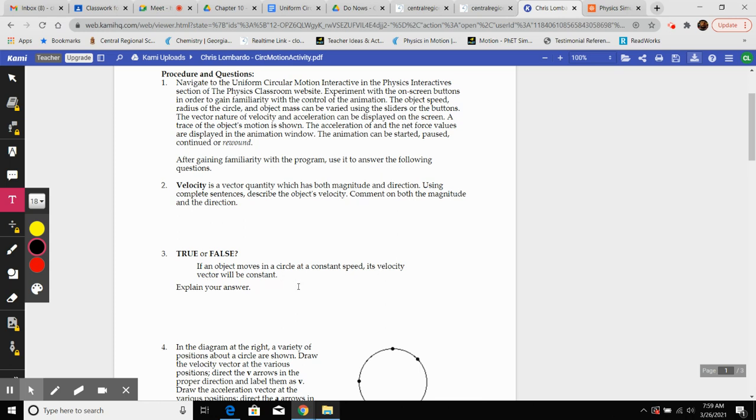Its velocity vector will be constant. False. The reason why is because the direction is constantly changing. Remember, velocity, like we said in the first one, is speed with direction.